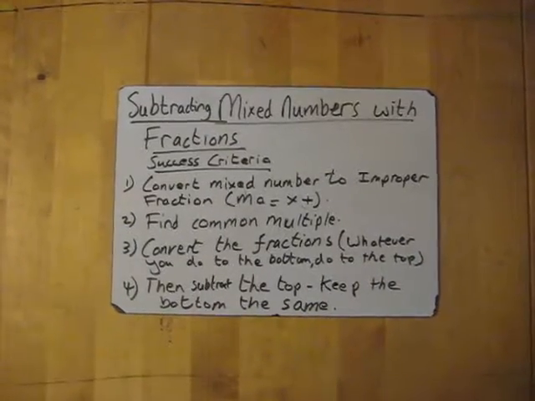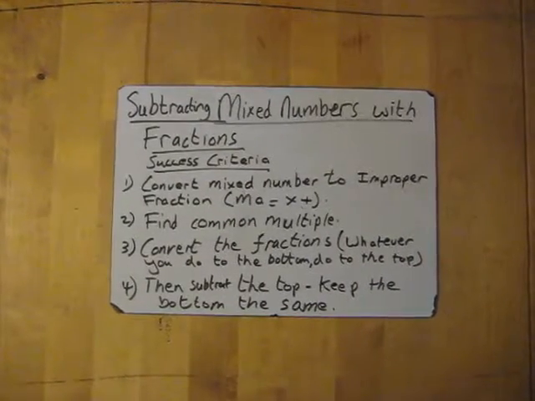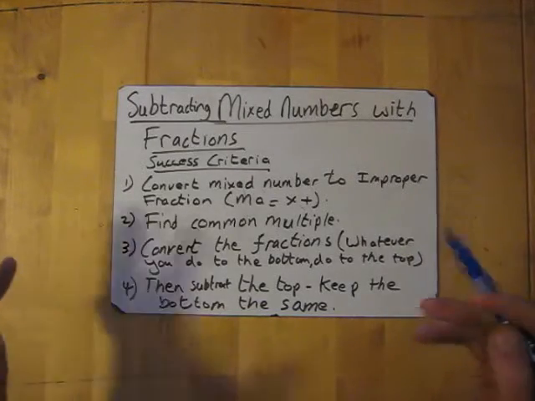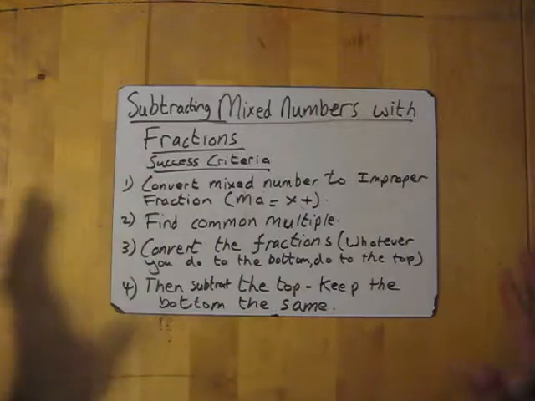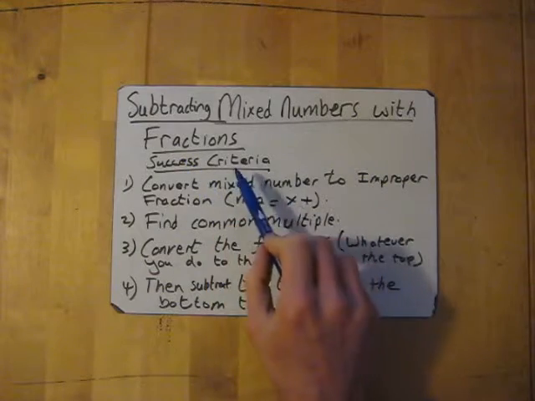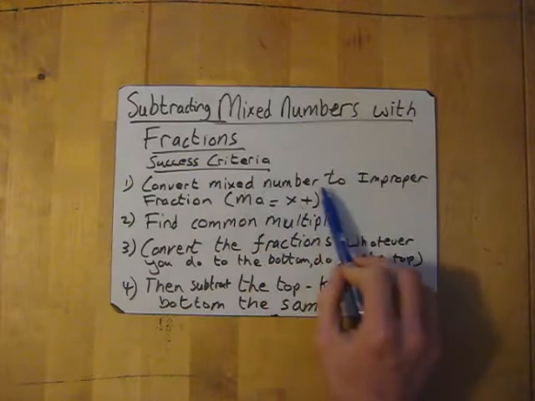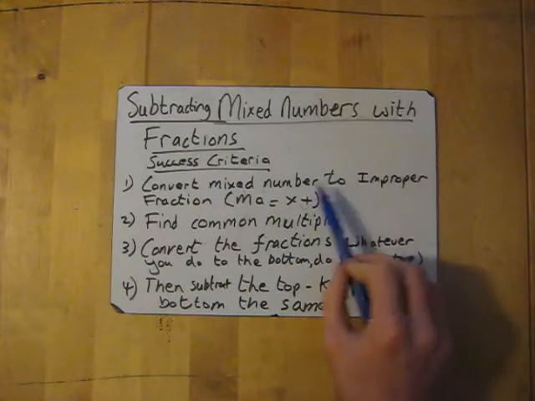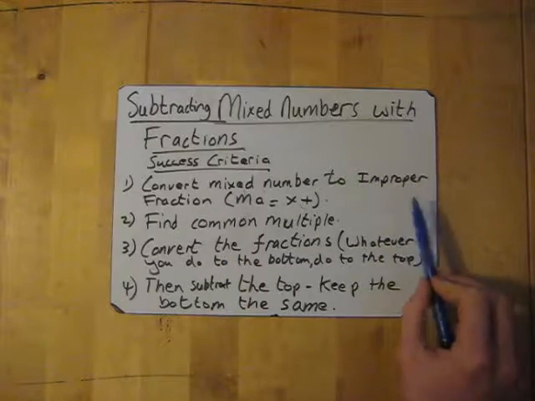Right, now we're going to look at subtracting mixed numbers with fractions. Very, very similar to adding mixed numbers with fractions. Same success criteria, except the last part, you're just going to subtract the numbers instead of add them. So, success criteria is, you need to convert the mixed number into an improper fraction.